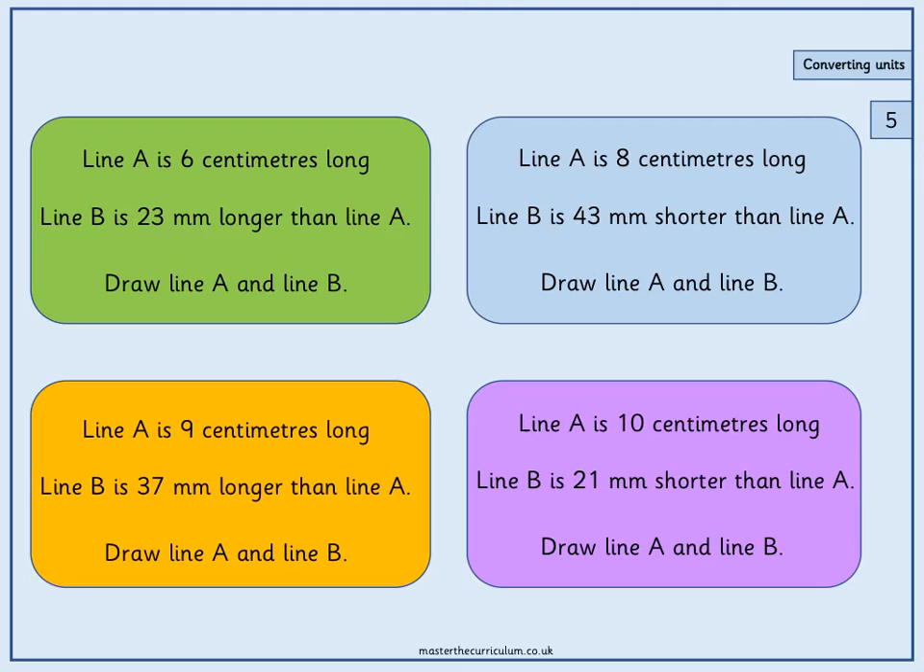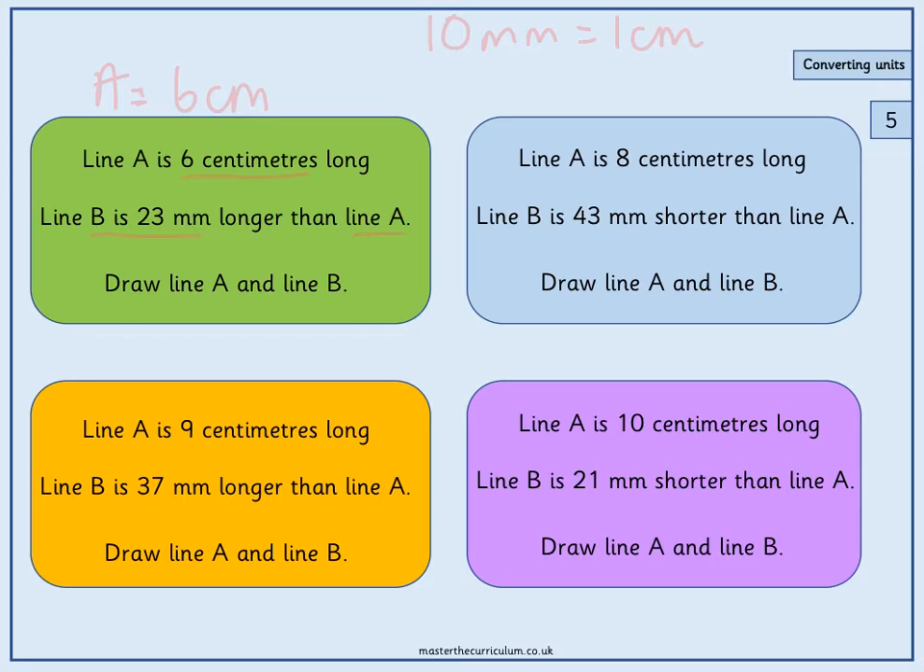Okay, so this question says line A is 6 centimeters long. Line B is 23 millimeters longer than line A. Draw line A and B. Now I'm not going to draw them, but if I had to, I know that A equals 6 centimeters and B is 23 millimeters longer. Now I know that 10 millimeters is 1 centimeter. I know that conversion from the work I've done before in Year 4.